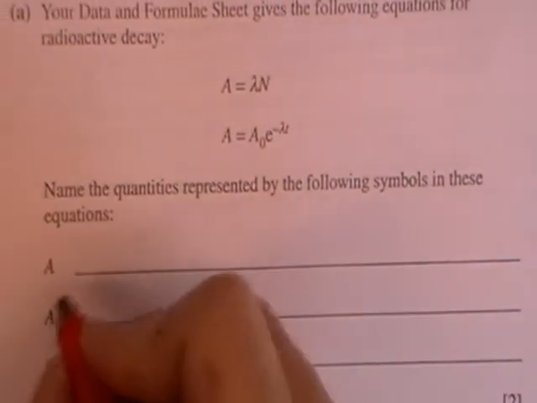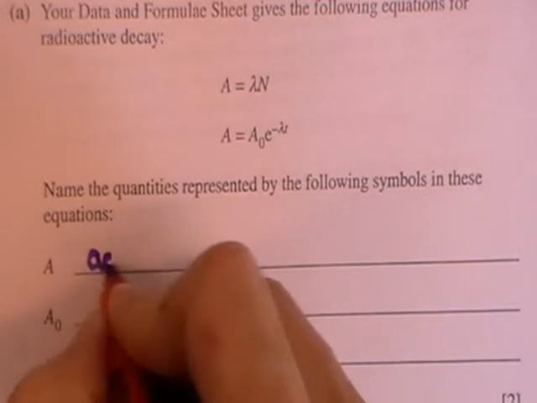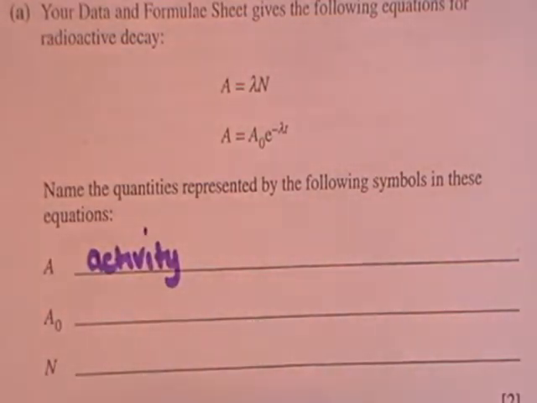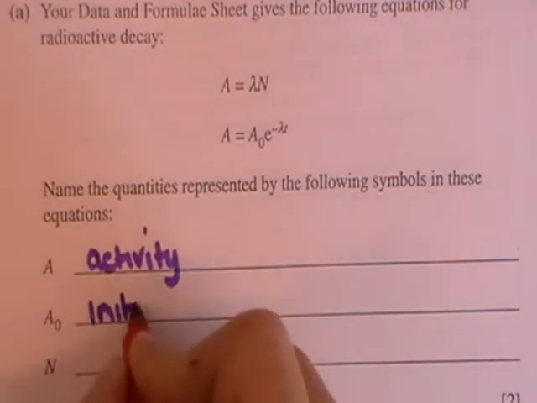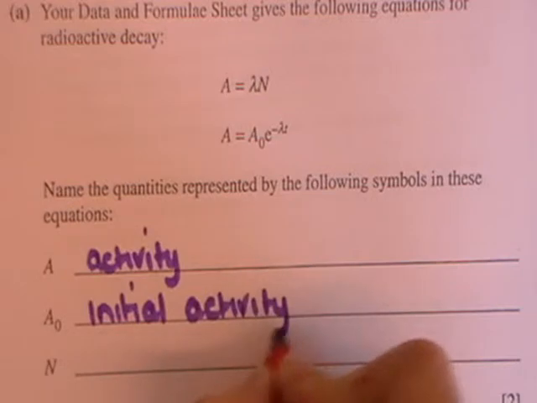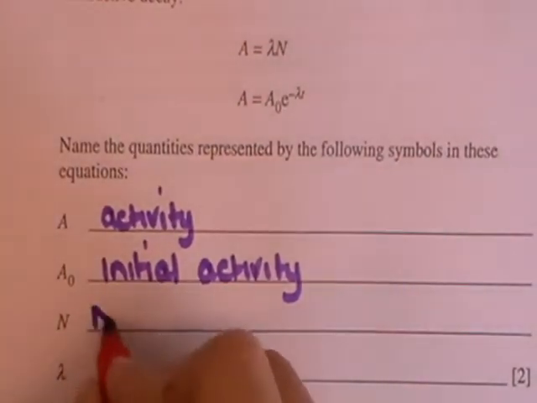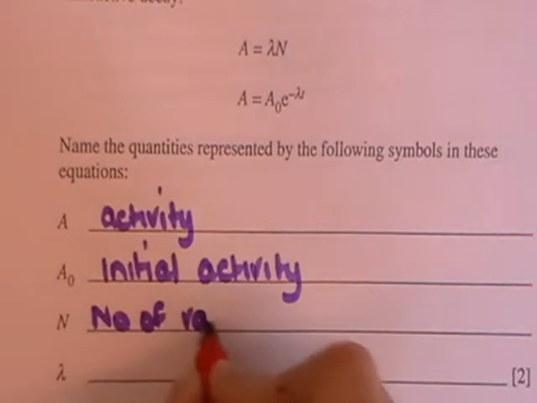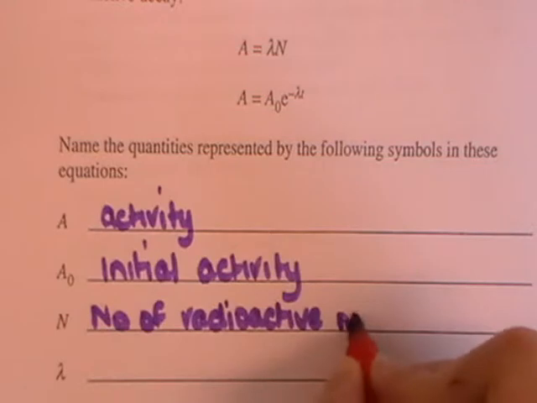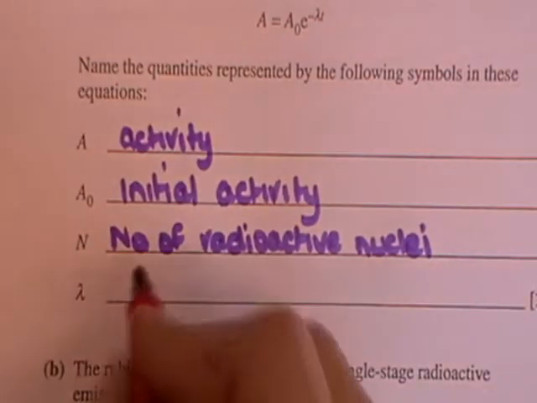So A is the activity. A naught then is the initial activity. N is the number of radioactive nuclei. They'll also accept atoms there. And lambda is the decay constant.